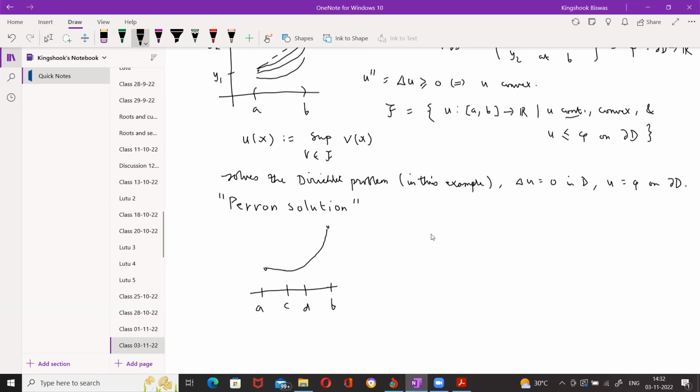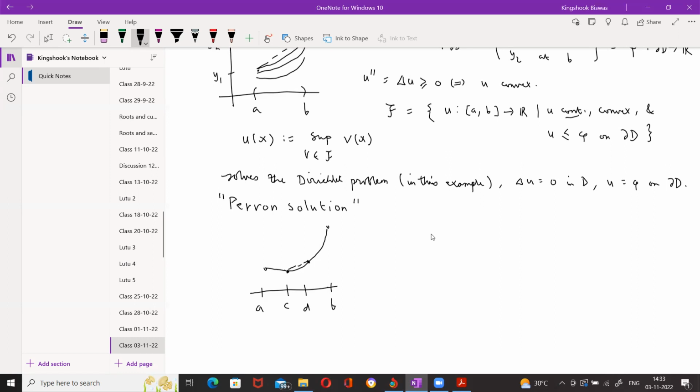Then I can always replace my convex function V here, on this interval, by the solution of the Dirichlet problem in this interval, right? That means I can always replace it by a straight line here, with the same endpoints, with the same values at the endpoints C and D. This will also be in my family F, right? And this will be larger than the function that I started with, right? I can always do this replacement procedure, right?